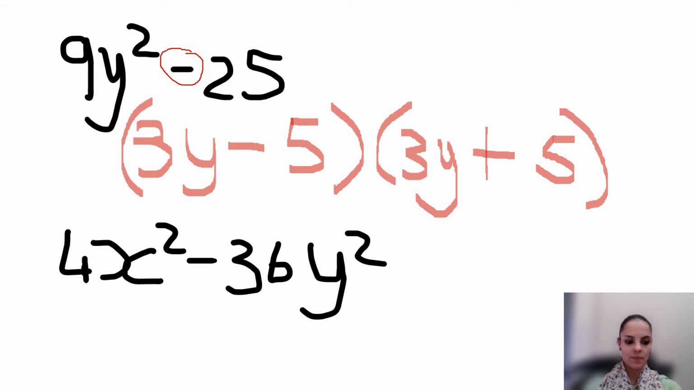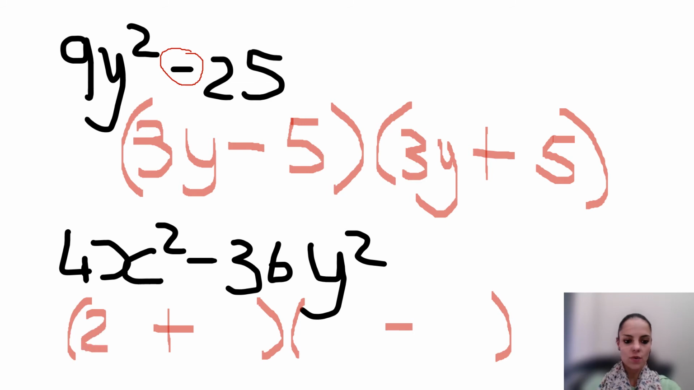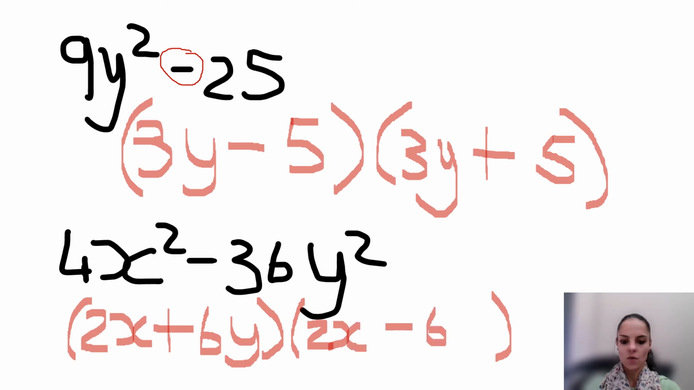Let's look at this one. I can do the brackets for you first. And let's do it differently. Let's do the plus first and the minus, so you can see it does not matter. 4 is 2. X squared is x. 36, the square root is 6. And the square root of y squared is y. And then we do the exact same in the next one. 2x minus 6y. And there you go. It is factorized.